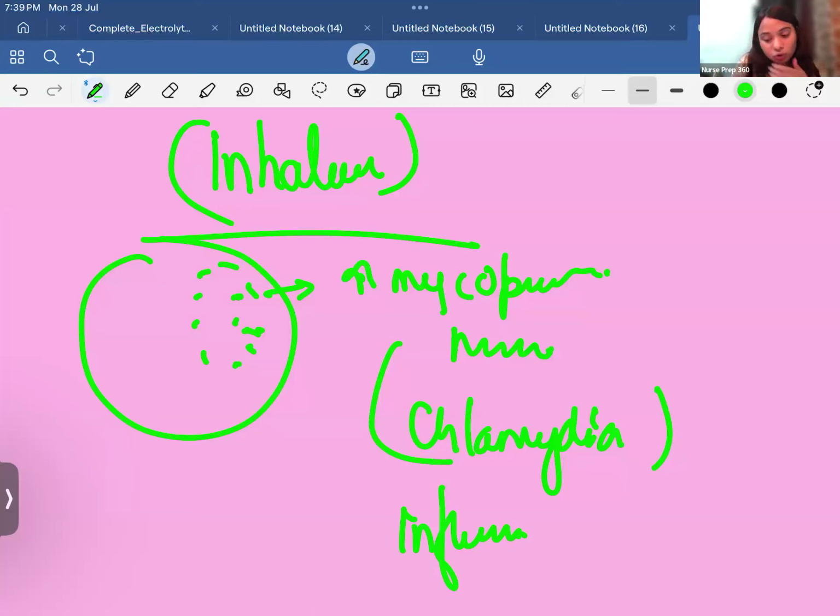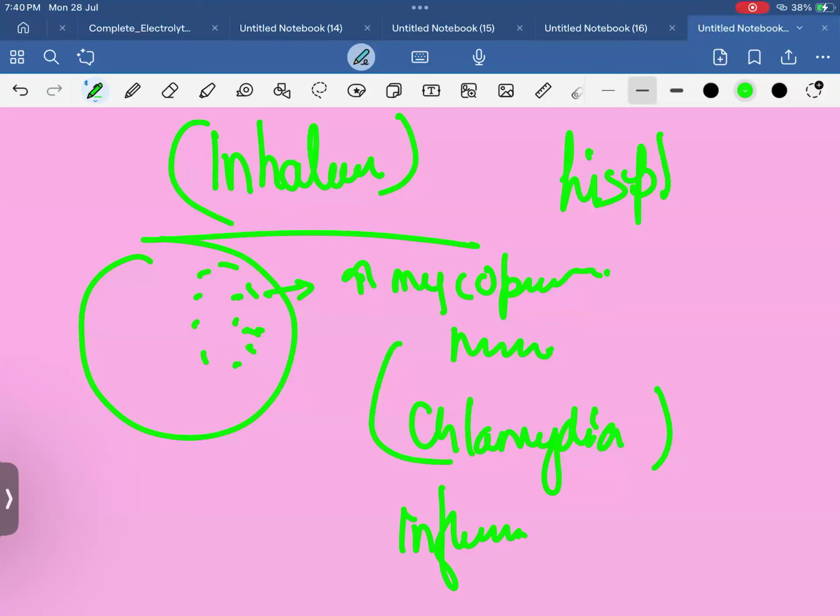Next, there's one thing I want to talk about, which is very, very important. That is histoplasmosis. Has anybody heard of this histoplasmosis? You must have heard of this histoplasmosis.